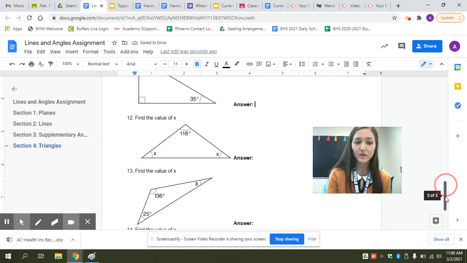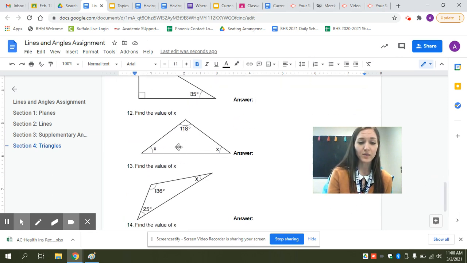I'll give you a quick hint about number 12. These two angles are the same, and the reason why we know that is because the problem is saying, look, this one is x and this one is x. They're the same thing. It's like they're identical twins. Okay, so you would take 180 minus 118 and then divide that number by 2, and that would be your answer.